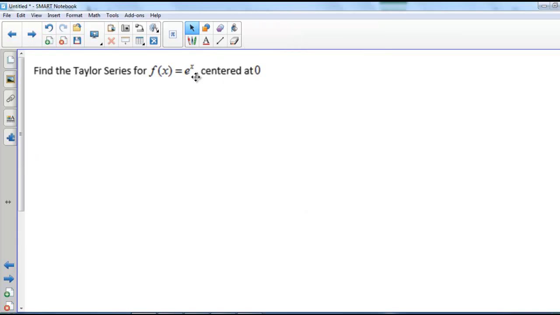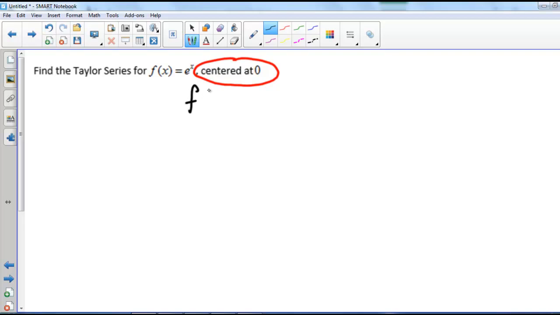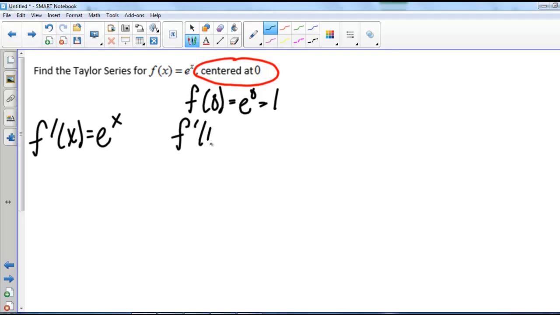We want to find the Taylor series for f of x equals e to the x centered at 0. And again, we're centered at 0, so this is going to be a Maclaurin series. So first we find f of 0 is e to the 0, which is 1. Our first derivative of f of x is e to the x, and f prime of 0 is e to the 0, which is again 1.